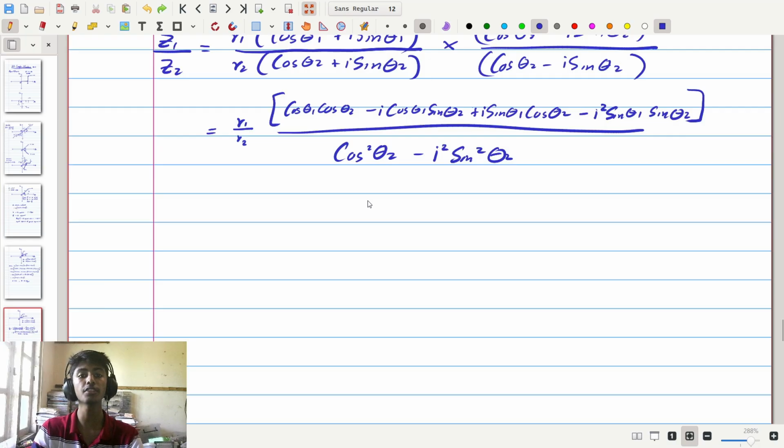So now considering this, if we simplify, we can see we have R1 divided by R2 here, and then considering the rest of the expression, there is a minus i squared here and a minus i squared here.